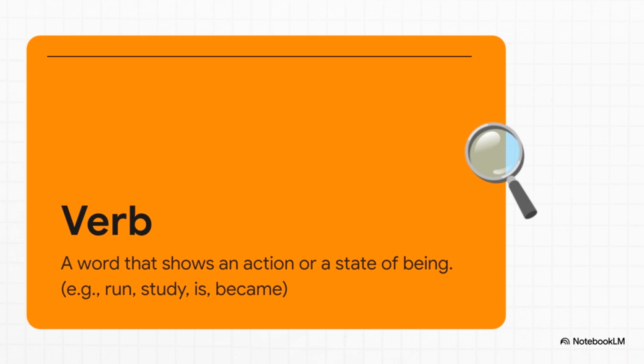This is our action block. It can be a really obvious action, like run or study, or it can be what we call a state of being, like the word is or became. The verb is truly the engine of the sentence. Without it, nothing is happening.